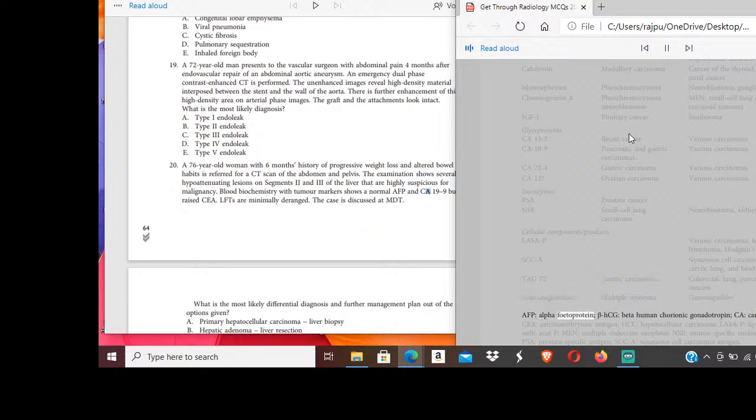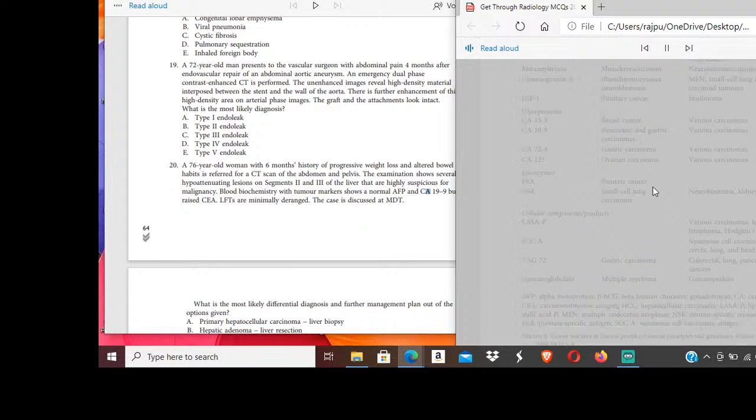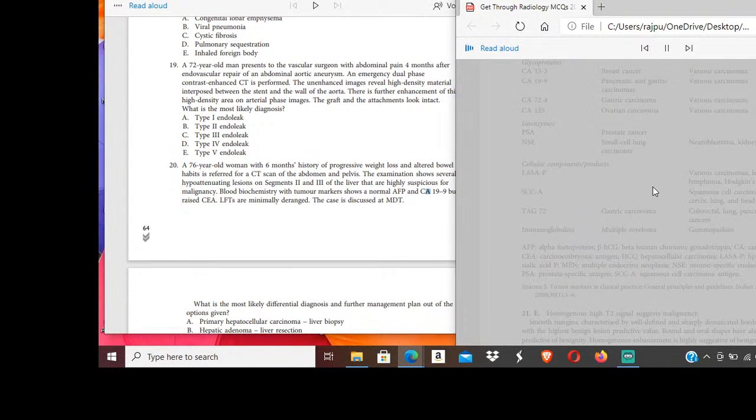AFP, alpha-fetoprotein. Beta-HCG, beta-human chorionic gonadotropin. CA, carbohydrate antigen. CEA, carcinoembryonic antigen. HCC, hepatocellular carcinoma. LASAP, lipid-associated sialic acid P. MEN, multiple endocrine neoplasia. NSE.